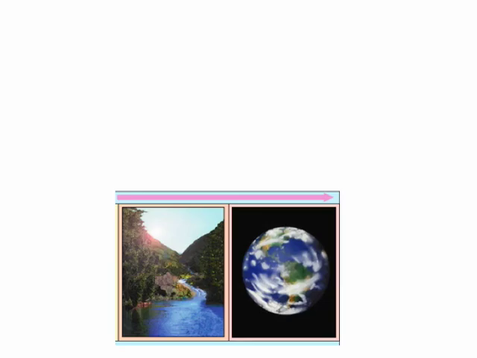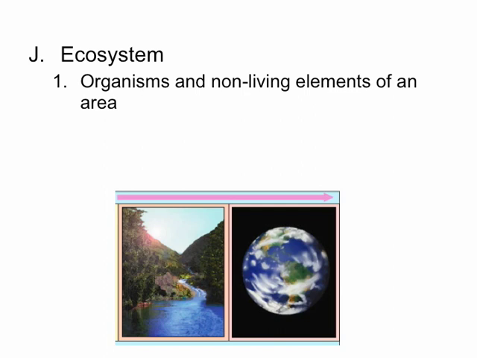Going just a little bit larger scale now, we're going to have the ecosystem. Our ecosystem is going to be all the organisms and the non-living elements of an area. So you can probably imagine what the organisms are. The non-living elements of an area are going to be things like the air, the water, the rock, etc.